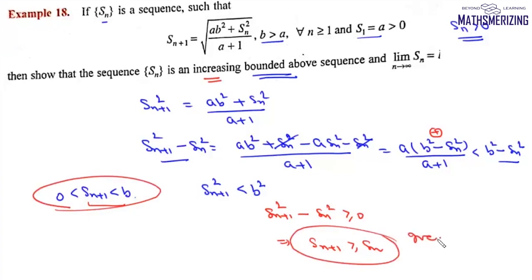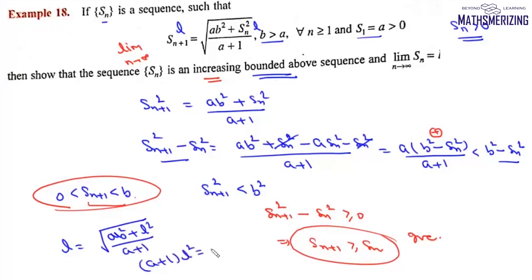Now if the sequence is bounded and it is increasing, then the sequence is convergent. Now we need to find the limit of the sequence. So we'll take the limit as n tends to infinity, and suppose the sequence converges to this limit L, we can write L equals under root of (AB square plus L square) upon (A plus 1). Now we square it, we'll get (A plus 1) L square equals AB square plus L square. Now from here we can write the value of L is B. So the limit point of this sequence is simply B, and that is the answer to this question.